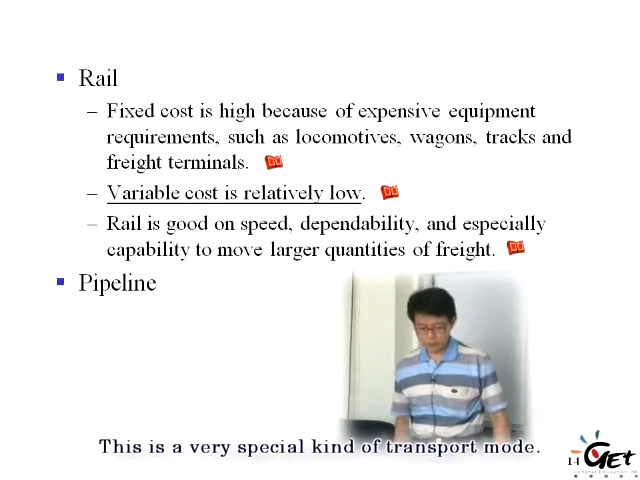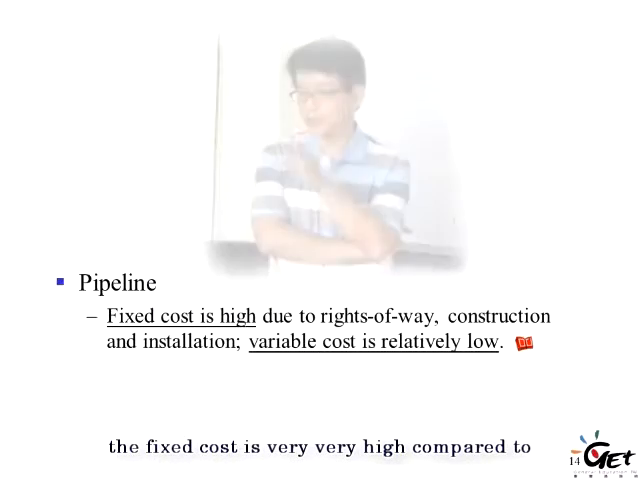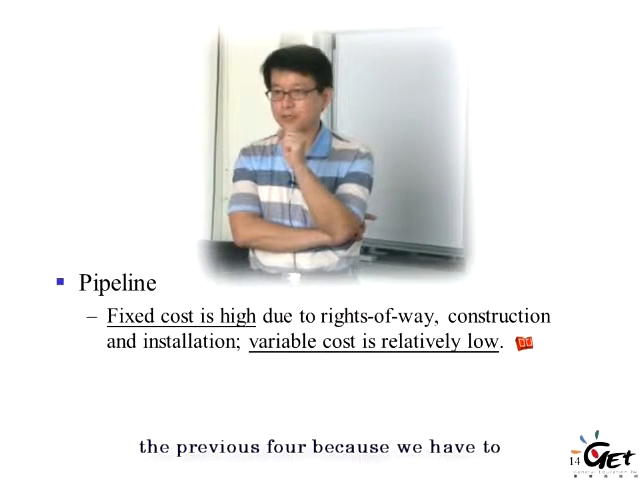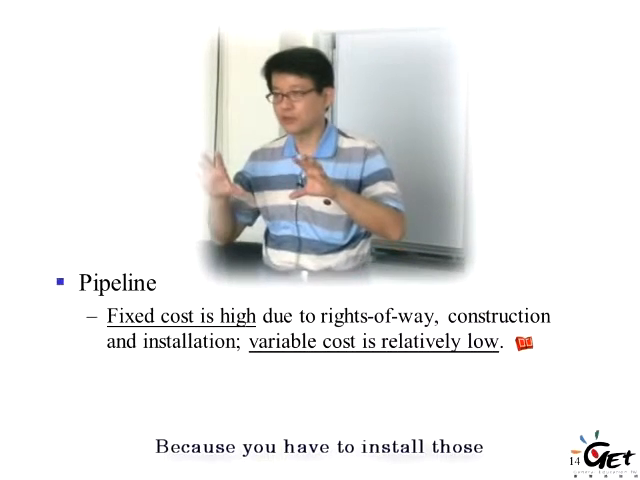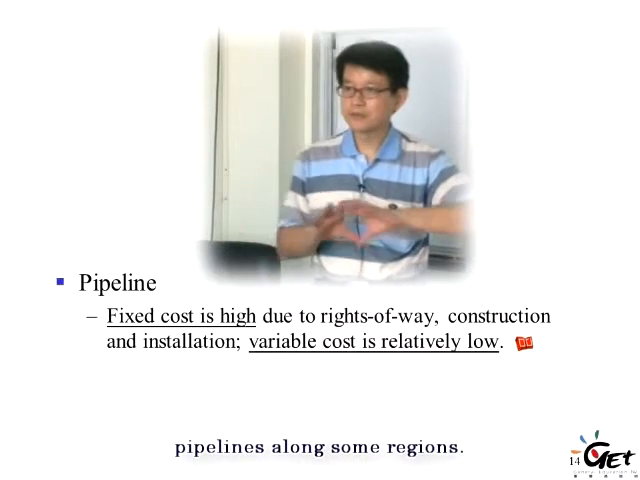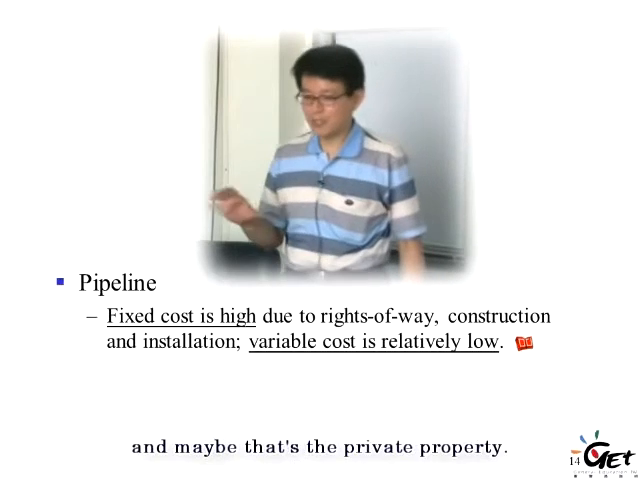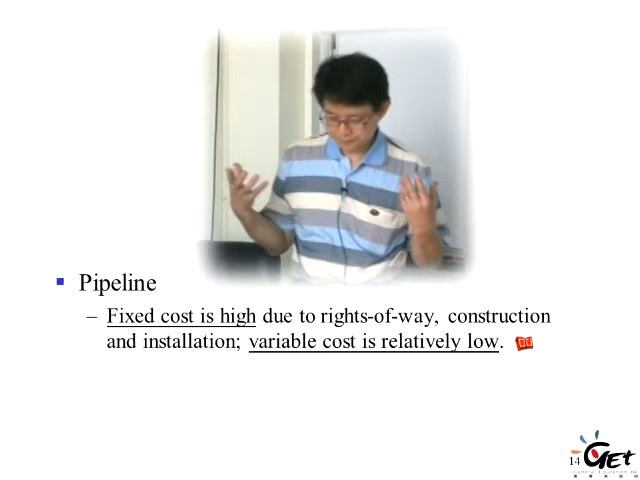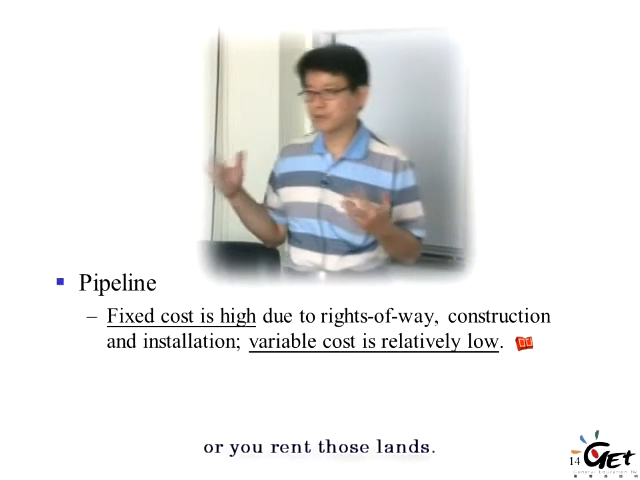This is a very special kind of transport mode. For this transport mode, the fixed cost is very, very high compared to the previous four, because we first have to get so-called rights of way. You have to install those pipelines along some regions, and you have to pass through some lands that may be private property. Then you have to buy those lands, or you get permissions, or you rent those lands.